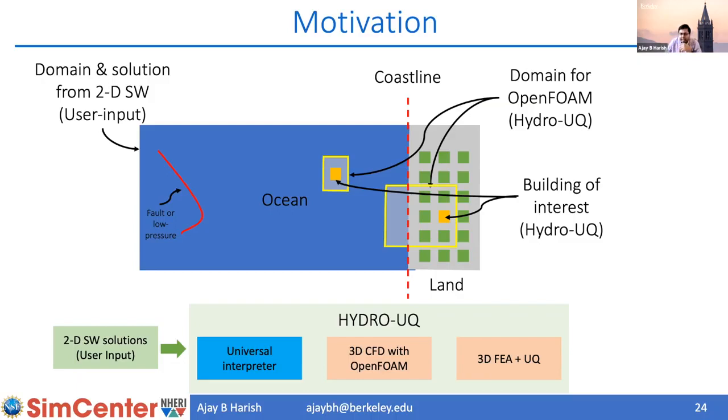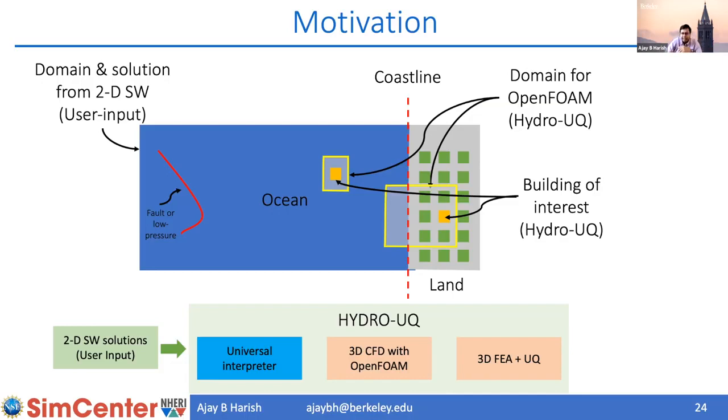So here, the idea is essentially we have this GeoClass domain, where, for example, you're seeing there's a fault or a low pressure zone. If you're coming from a tsunami background and you're looking at a fault from which there's an earthquake, or if you're coming from a storm surge background on the East Coast, then you're probably looking at a low pressure area from which there's a storm surge that is propagating.